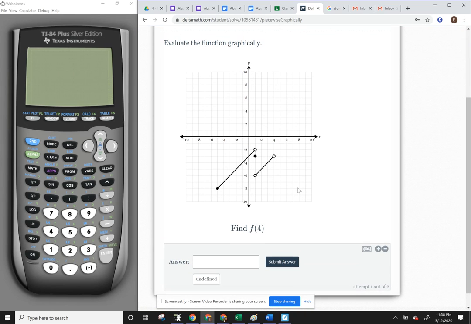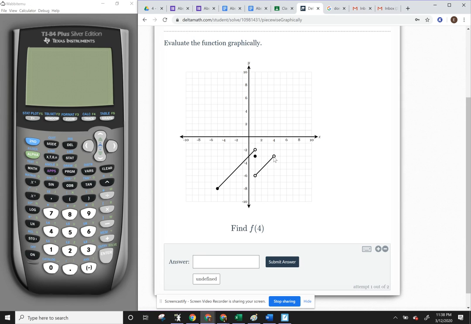Okay, this is asking for when x is 4. So we're going to go to the x-axis. We're going to find 4. We go down to the graph, and what we actually notice is that there is an open circle here.